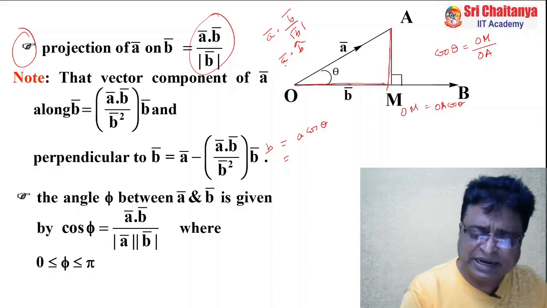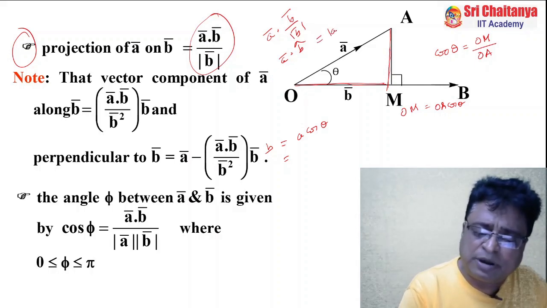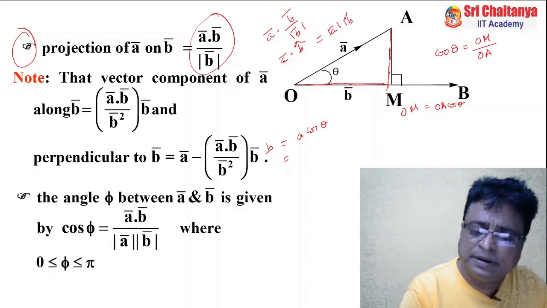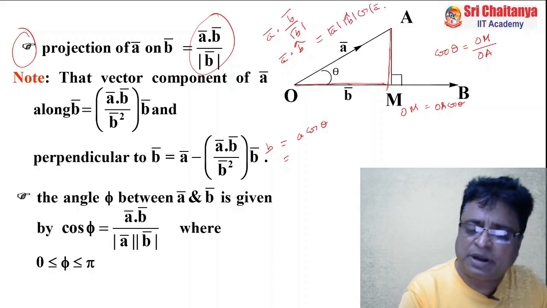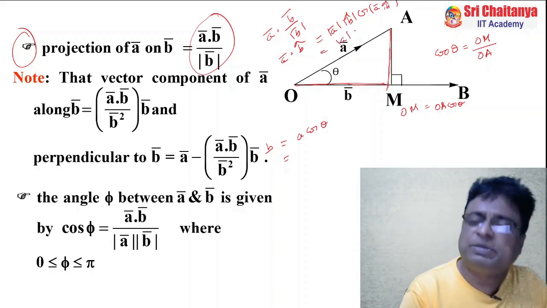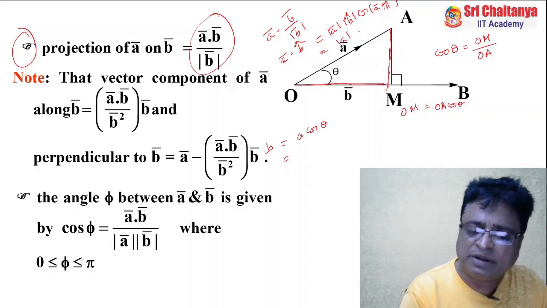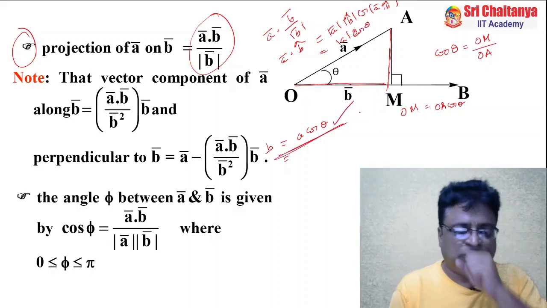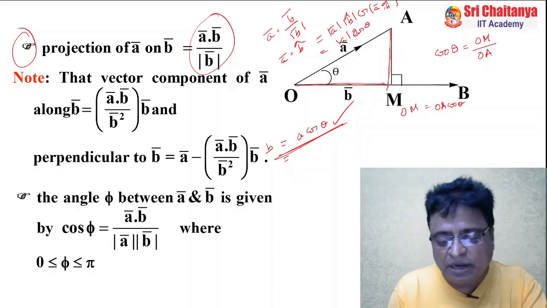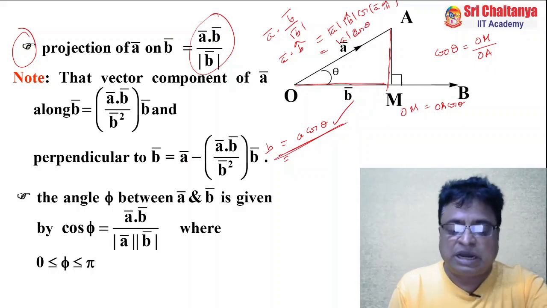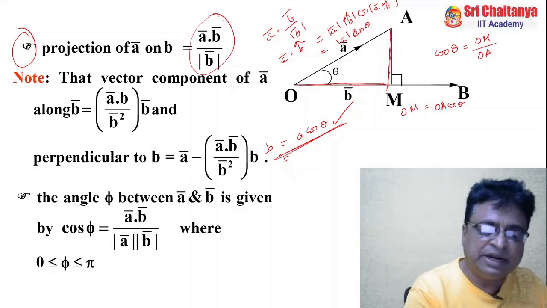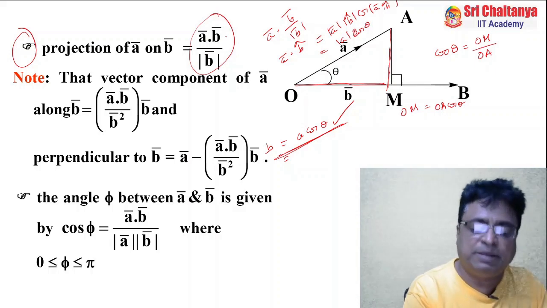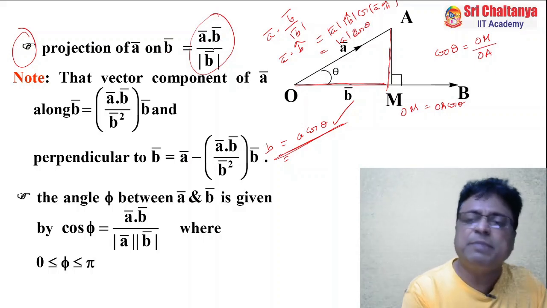This I can write as mod A bar, mod B cap and cos of the angle between A bar, B cap. Mod B cap is 1 because it is a unit vector. And what is cos of the angle between them? As in the diagram, cos theta. That is A cos theta, that I have written like this. So the real number I have converted into vector form, and conveniently I have represented the projection of A bar on B bar as A bar dot B bar by mod B bar.